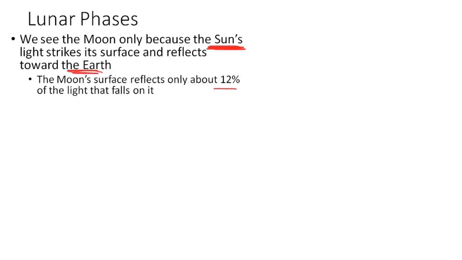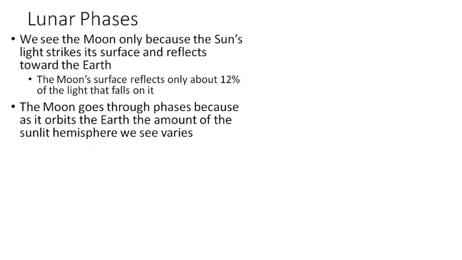And with regard to reflectivity, the moon actually is good at sucking in the light. About 88% of the light that hits the moon is sucked up into its regolith, basically, and only 12% is reflected back into outer space. So that's interesting. It's got what we call low albedo.